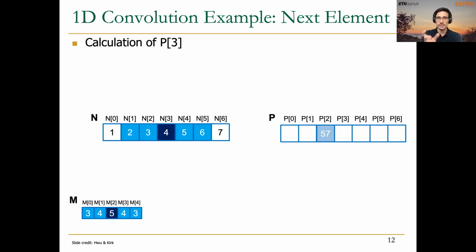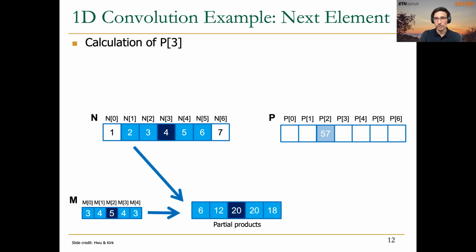We place the mask on top of element N3, and then we perform the multiplications of each element of N multiplied by each element of the mask M. And these are the partial products, and then we reduce them and obtain the value P3.